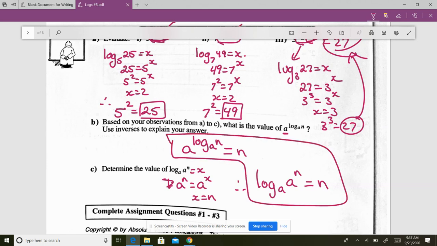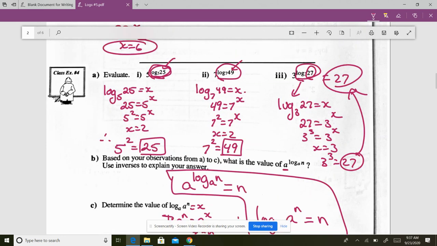You should remember those rules, because if you remember these, you don't have to do any of this. If I give you this question, you don't have to do anything except go, oh, it's 49 because of this rule.